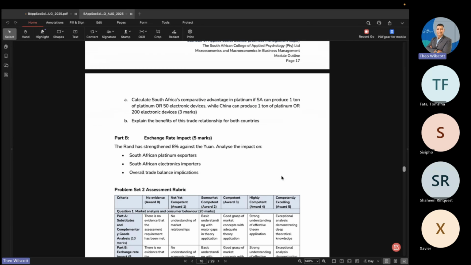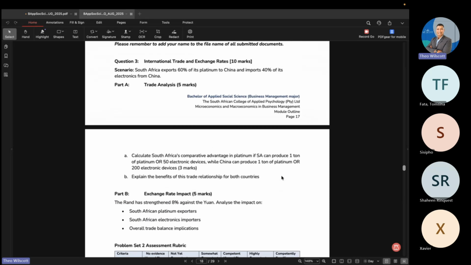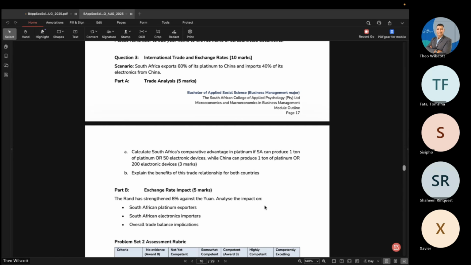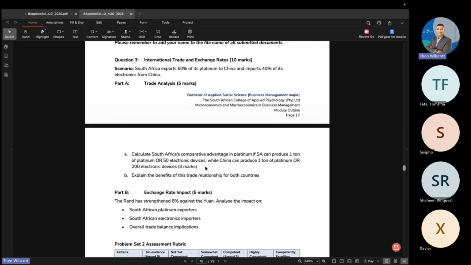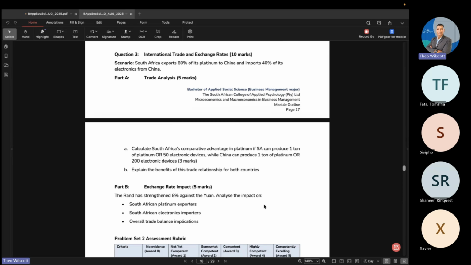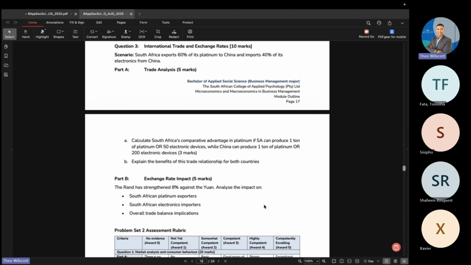And then I see there's 2 marks missing. So the 2 marks is B, because it's 3 and 2, and then B is for 5 marks. The rand has strengthened 8% against the yuan. Analyze the impact on South African platinum exporters, South African electronics importers, and overall trade balance implications.